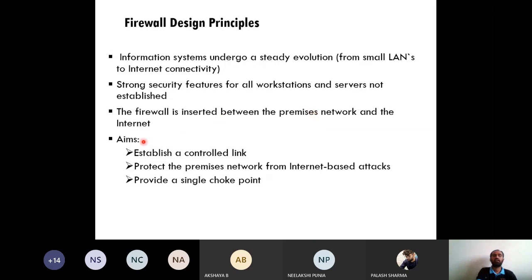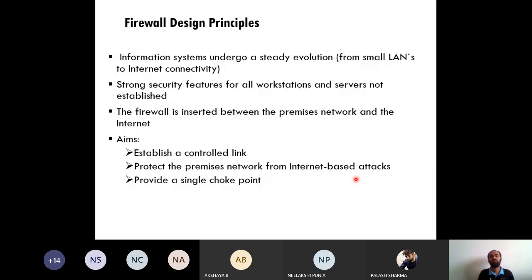So what are the aims you should have at the time of establishing this firewall? Obviously your link should be controlled. Again, you need to protect your premises. That's your main aim, as I said at the beginning itself. Your main goal is to protect your network from the internet. You are not protecting the internet from your network. I want to protect my device from the internet, not the internet from my device. Protect your network premises from internet-based attacks.